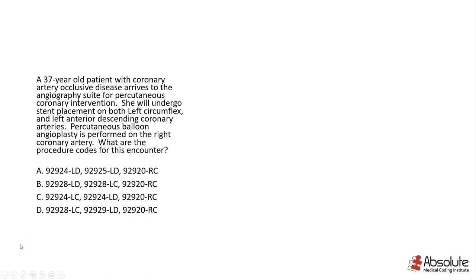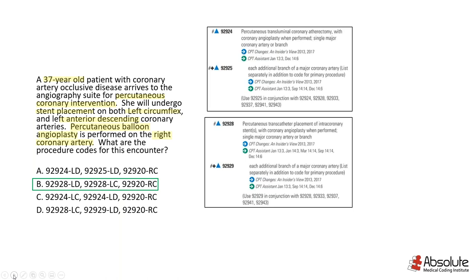As most of you indicated in the chat, our answer is B, 92928 LD, 92928 LC, and 92920 RC. Keywords: 37-year-old patient, percutaneous coronary intervention, stent placement, left circumflex, left anterior descending, percutaneous balloon angioplasty, right coronary. So what are our procedure codes?